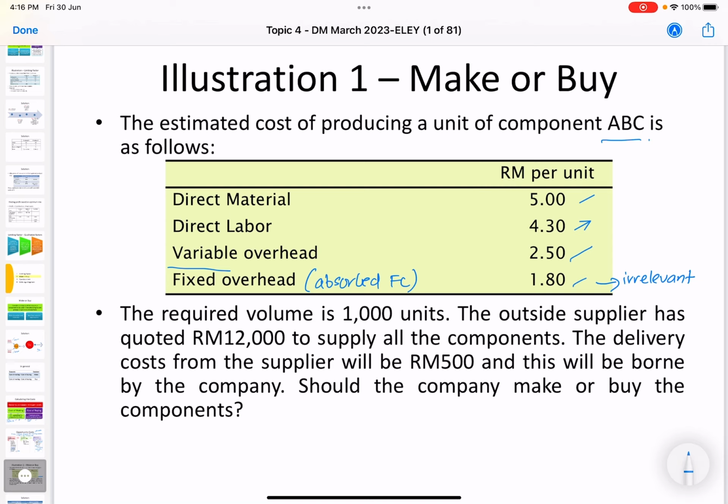Consider the required volume is 1,000 units. If they buy from outside, the outside supplier says to pay them 12,000 to supply all the components. All the 1,000 units will be charged 12,000 ringgit. However, there is a delivery cost from the supplier of 500, and this will be borne by the company, which is by us. So there is an additional purchasing cost of 500. The question is, should the company make or buy the components?